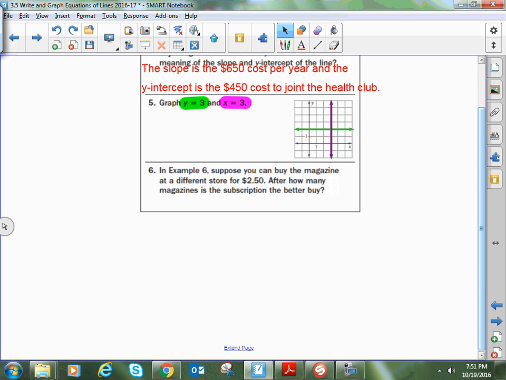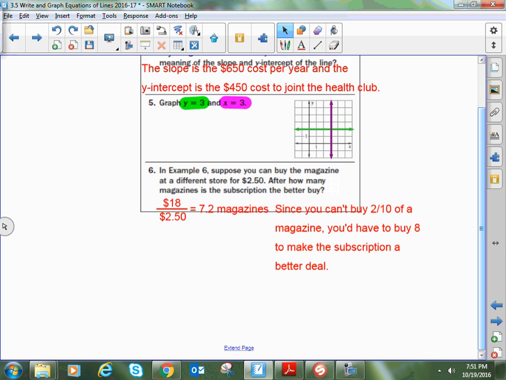And finally, going back to the magazine subscriptions, suppose instead that you paid $2.50 for a magazine instead of $3. Well, how many magazines would it take before they balanced out, or one was a better deal than the other? Well, if you compare the two costs, that would be equivalent to 7.2 magazines. So same thing, if we graph these things, they would touch each other at the x coordinate 7.2. Well, since you can't buy 2/10 of a magazine, you can buy either 7 whole magazines or 8 whole magazines, and that means you'd have to round up, so you'd have to buy 8 magazines before the subscription worked out to be a better deal, as opposed to 6 when they were $3 a pop.